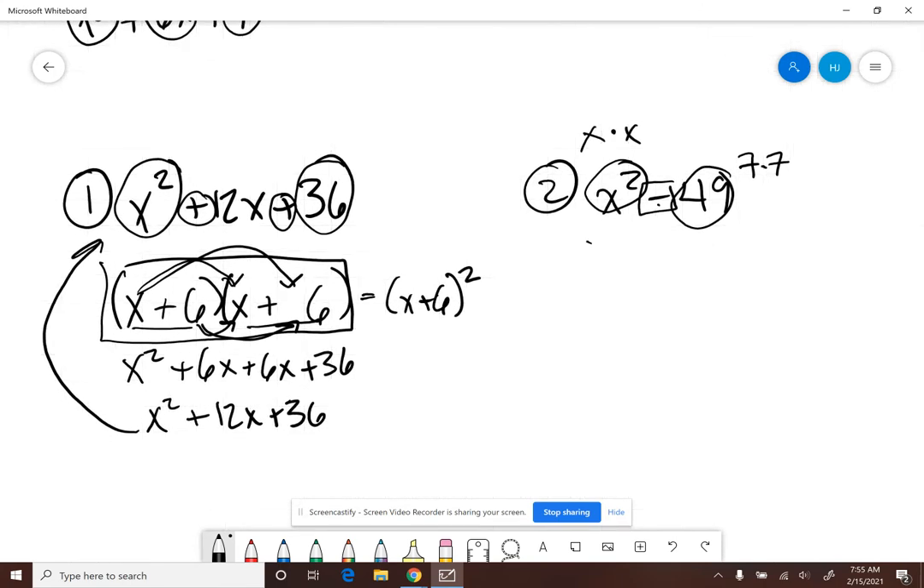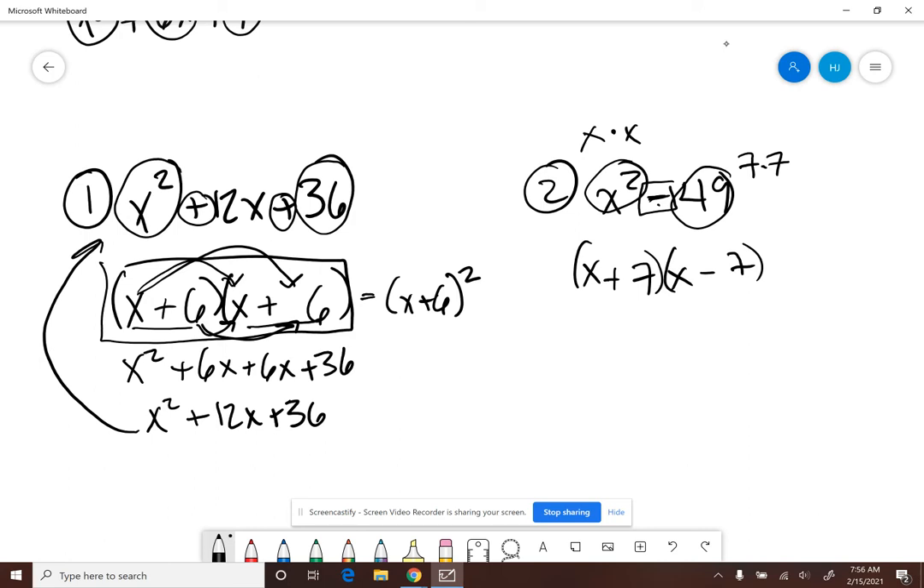All I have to do is create my two binomial terms. The square root of x squared is x and x. The square root of 49 is 7 and 7. And remember, because I have a different symbol here, the only way to get a different symbol with multiplication is by having different signs, by having a positive and having a negative. So if one of these is positive and one of these is negative, again, if I FOIL this all the way out, I'm going to get this same exact answer right here.